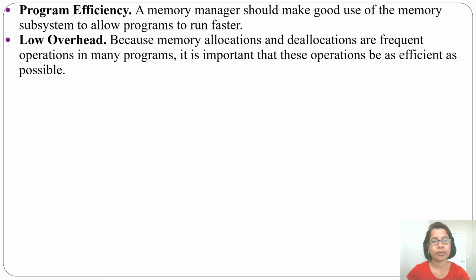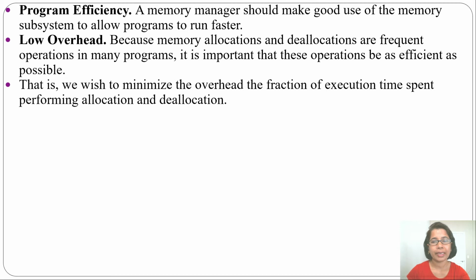Next is low overhead. Because memory allocation and deallocation are frequent operations in a program, it is important that these operations be as efficient as possible, meaning they should be faster. The time spent on allocation and deallocation should be less. So these are the desired properties of a memory manager: space efficiency, program efficiency, and low overhead.